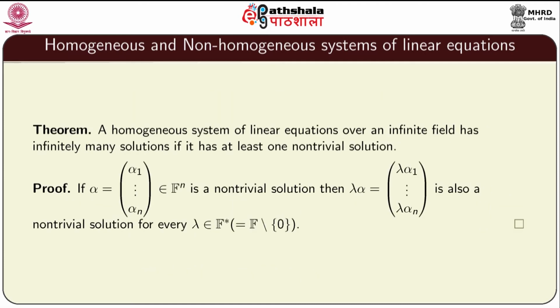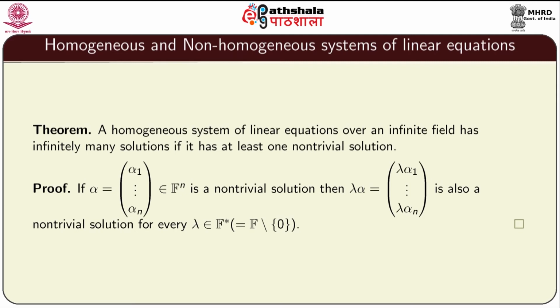So, let us now see the first theorem. Every homogeneous system of linear equations over an infinite field has infinitely many solutions if it has at least one non-trivial solution. This is easy to see. So, let us start with a non-trivial solution alpha of a homogeneous system of equations. If alpha is a non-trivial solution, that means there is at least one alpha_i which is not 0.